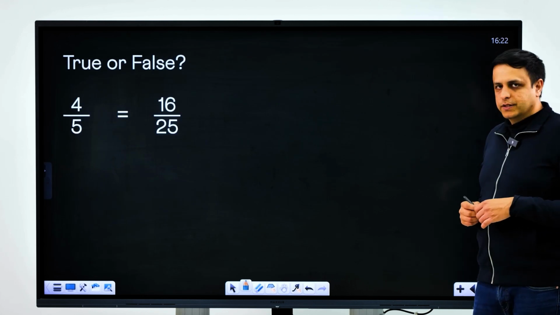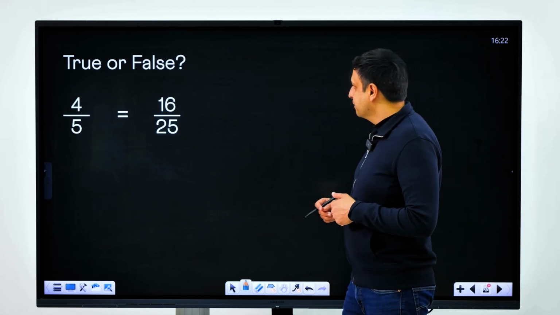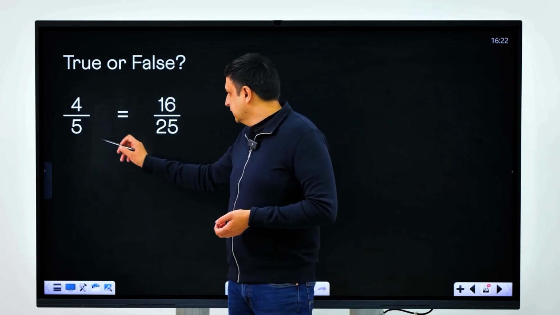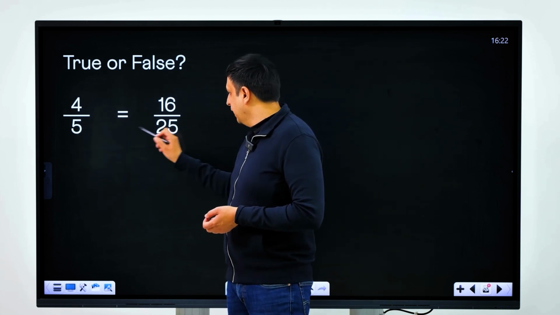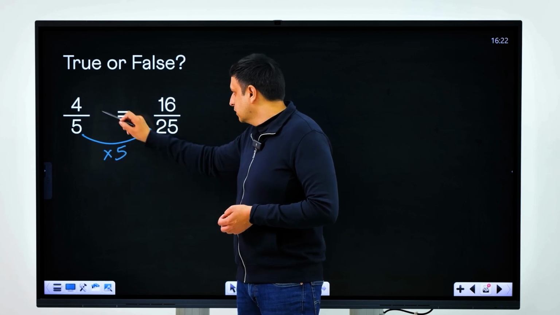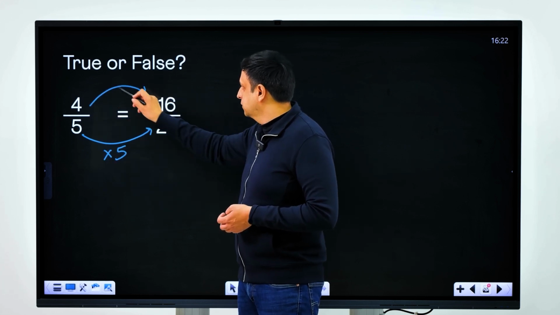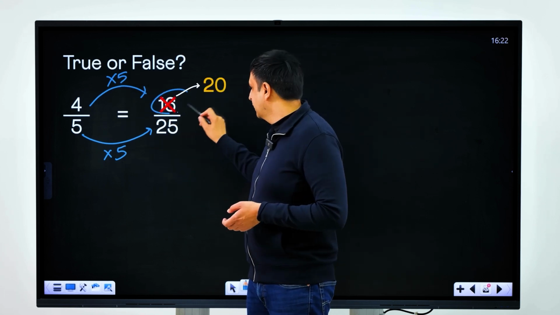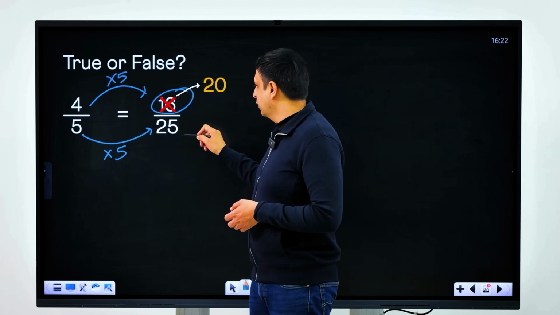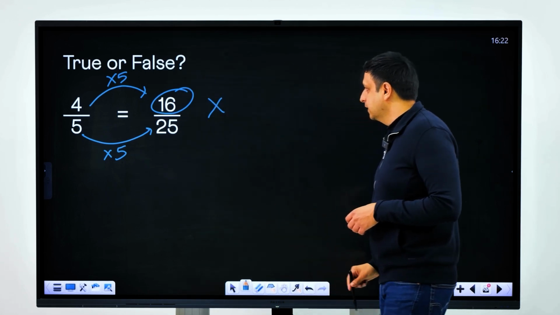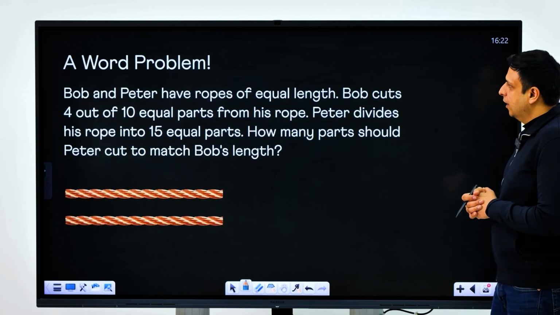Okay, true or false? 4 over 5 is equivalent to 16 over 25 or not? So let's see. To go from 5 to 25, we would need to multiply by 5, but then we would also need to multiply the numerator by 5. So 4 times 5, but that would be 20 and not 16. And therefore 16 over 25 is not equivalent to 4 over 5. So this is false.